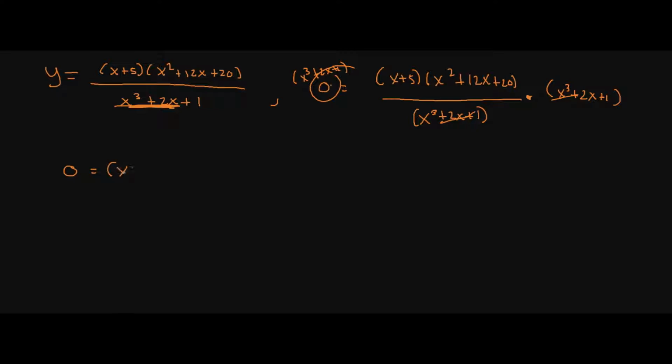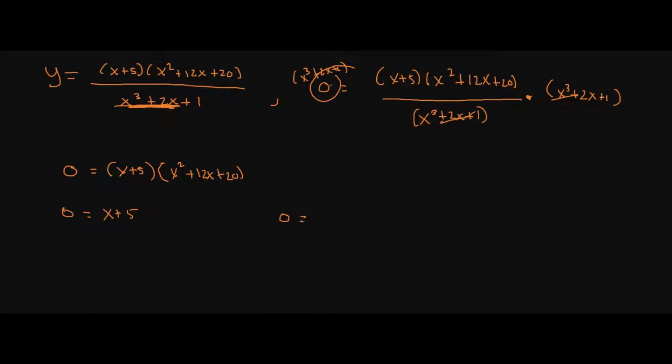And so all we're going to do is just focus on the top, right? And we say each one of these individually equal to 0. But before we do that, let me just go ahead and write it down. x squared plus 12x plus 20. Okay, so here we're going to get 0 is equal to x plus 5.